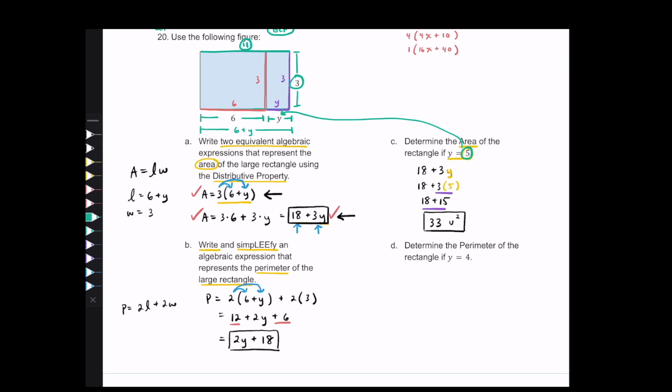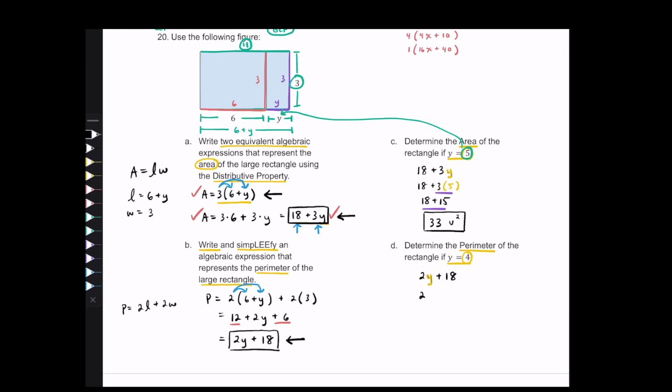Okay. And then finally, let's find the perimeter of this thing. So the perimeter is the outside, and that's saying if y is equal to 4. So which expression represents the perimeter? Well, that was part B. So let's go ahead and write that, 2y plus 18. That tells you the perimeter of this entire rectangle. So we're going to change y to 4 here because that's what we were given.